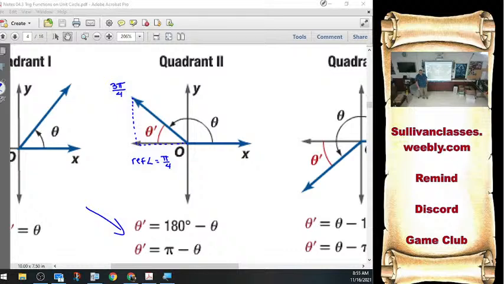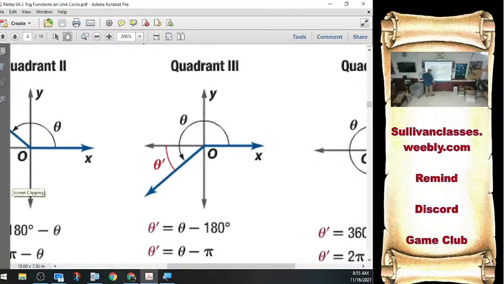Okay. If you want to know it down here, there you go. If you're in quadrant 2, take 180 or pi minus the angle. That's your reference angle. How far away from the x-axis is it? Likewise, if I'm in quadrant 3, if I say that looks like it's about 5 pi over 4, I form my triangle with the x-axis. So my reference angle is again pi over 4 because I'm that far past the x-axis. Take the angle minus 180 or the angle minus pi. You're just seeing how far away from the x-axis you are.